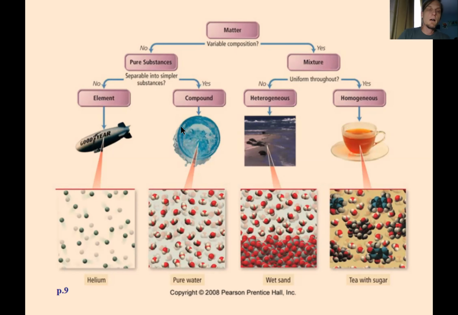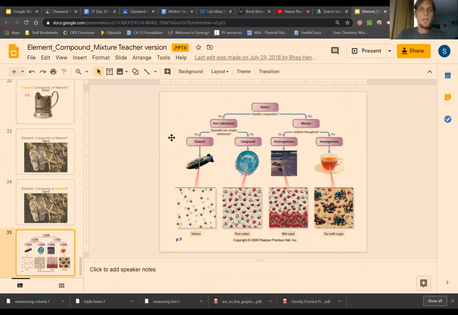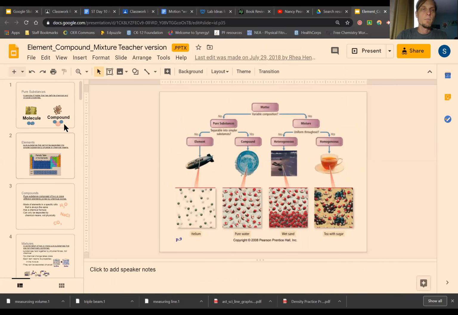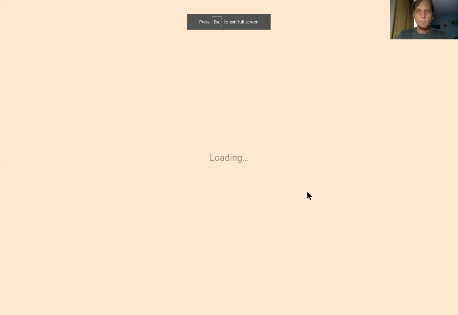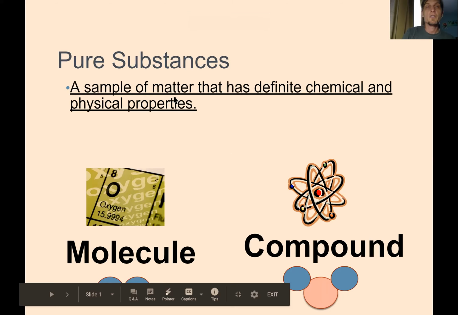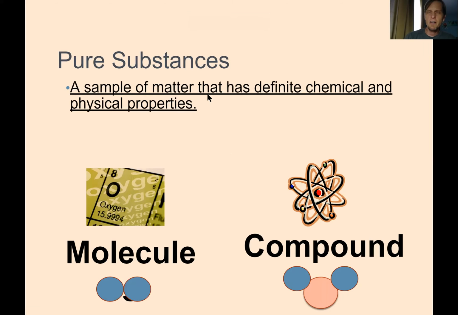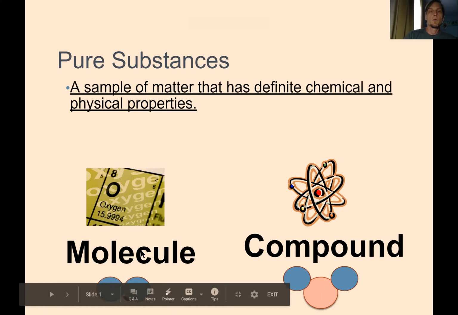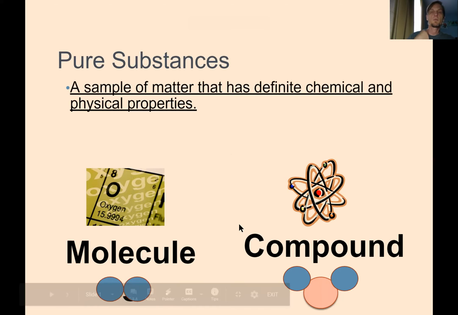Okay, so now I'm going to exit out real quick and go to the very first slide and review this with you. So pure substances, let's go back to pure substances. A sample of matter that has a very definite chemical and physical property, okay? If you look on the lower left, this is a single molecule, let's say oxygen gas, 2 oxygen atoms. It's one kind of element, so it is a pure substance.